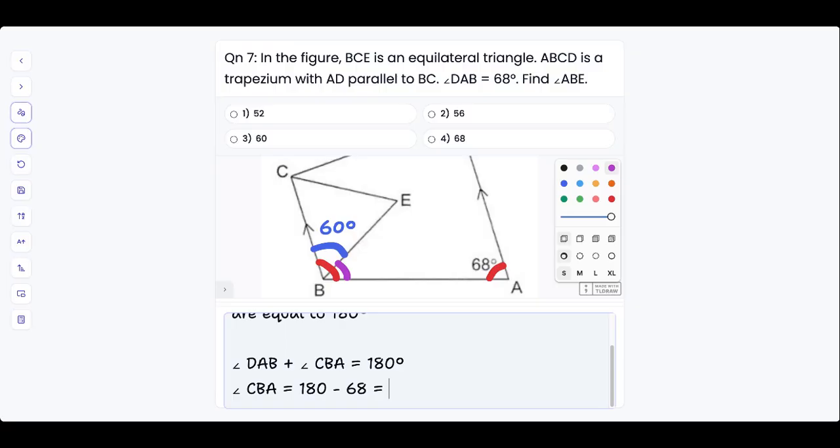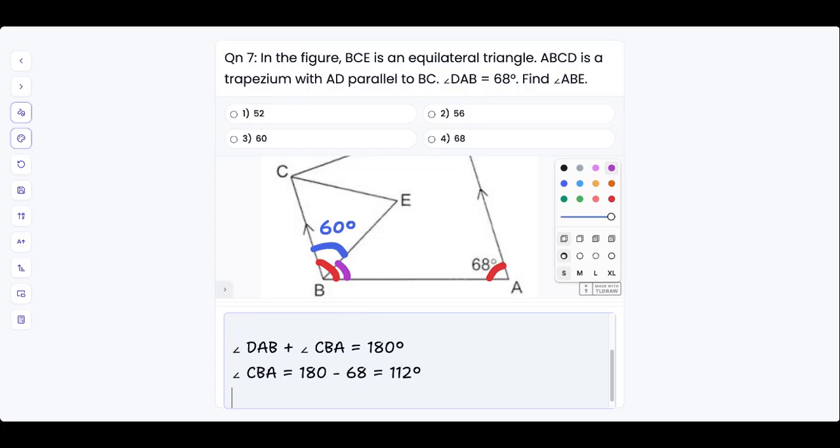Okay, so with that said, angle CBA is equal to 180 minus 68. You just do the calculation, it will be 112 degrees. Okay, and then the red angle CBA, we just minus 60. So angle ABE, which is the purple angle, is equal to 112 minus 60, and this will give us 52 degrees. So I see over here. So there you go. The answer is option number 1. All right, let's move on to the next question.